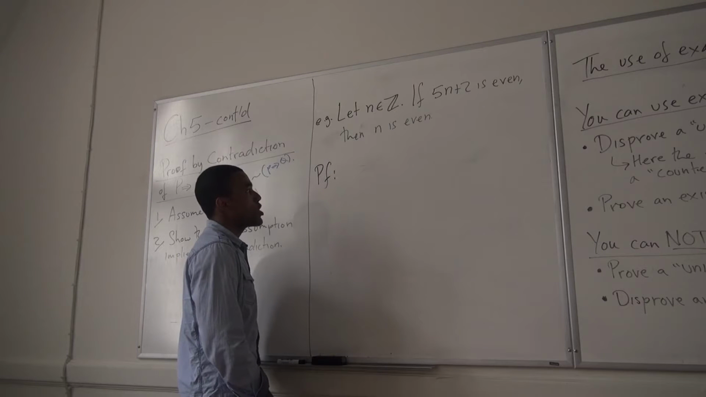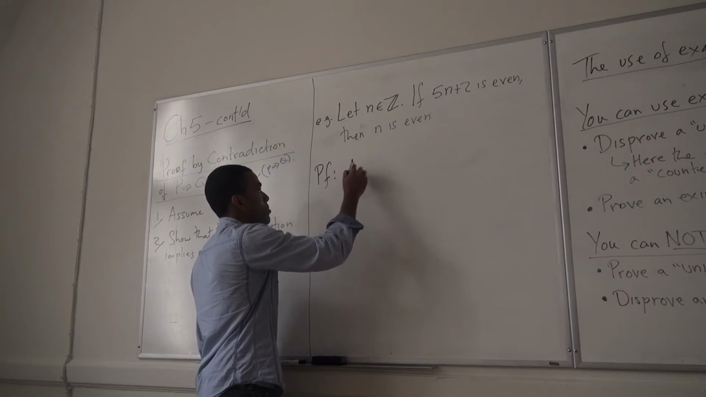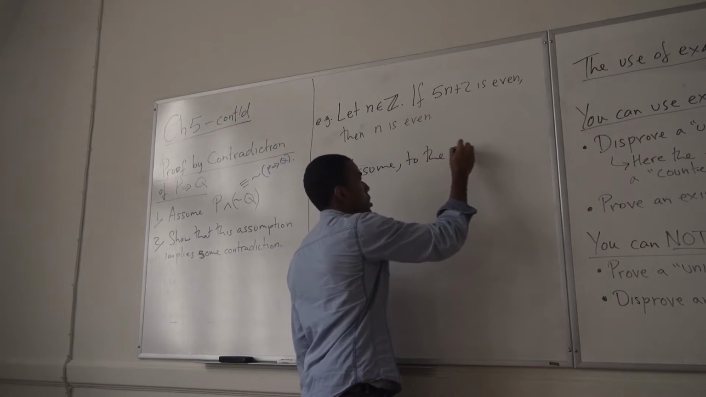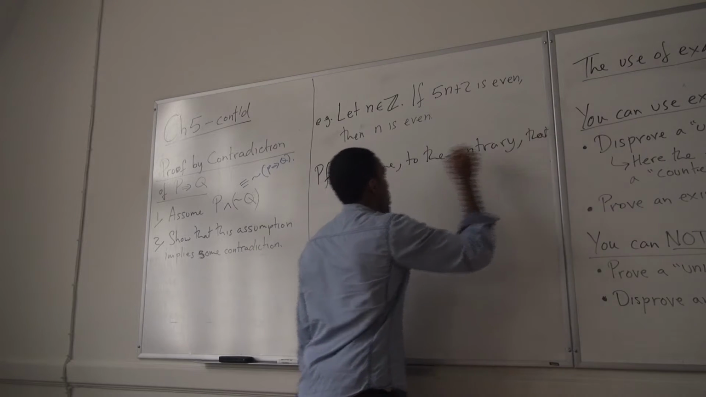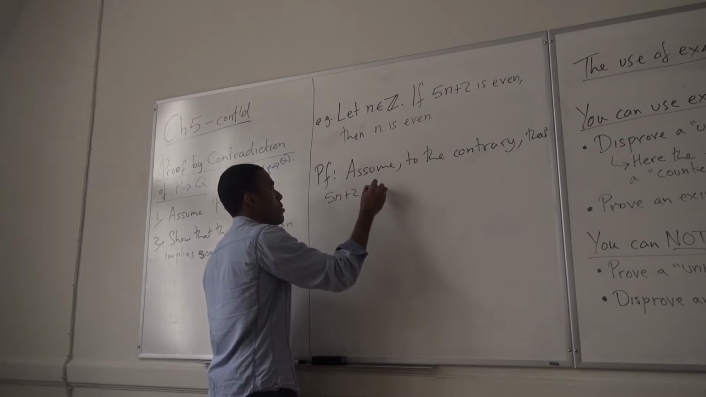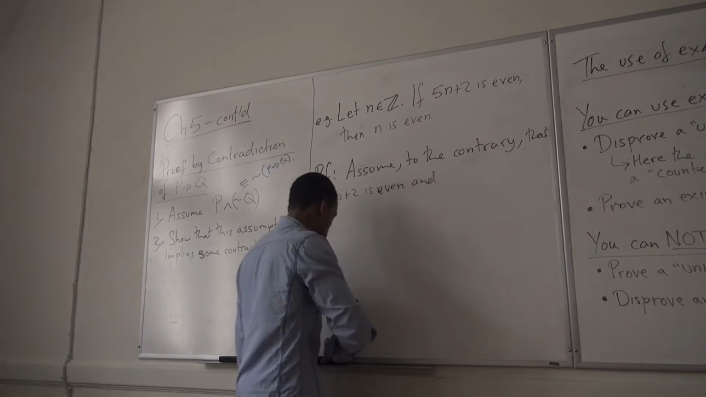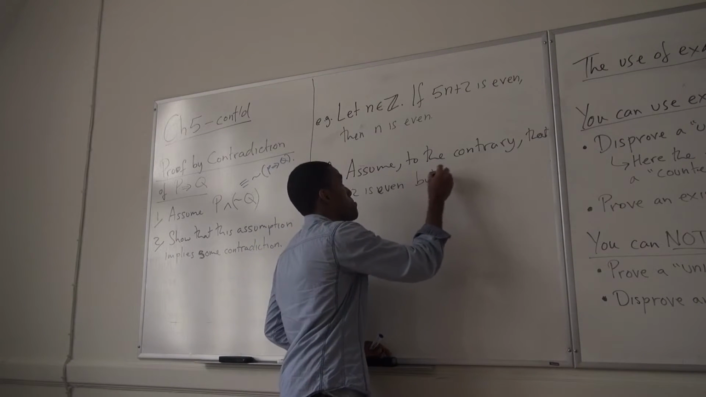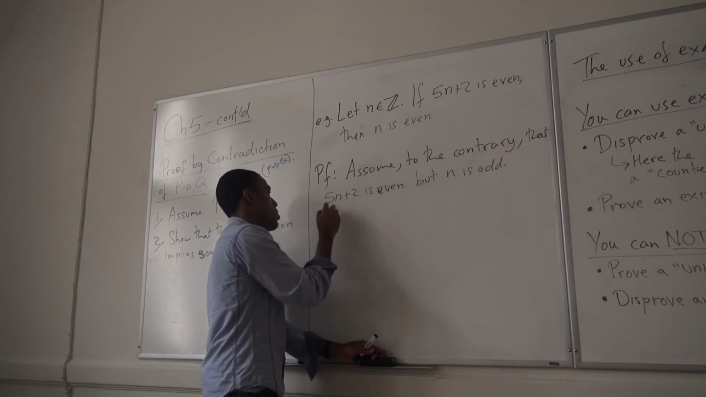Okay, so if we're doing this by contradiction, what would we assume? We'd say assume to the contrary that 5n plus 2 is even, and, or they usually use the word but, n is odd. Then what would you be able to say?